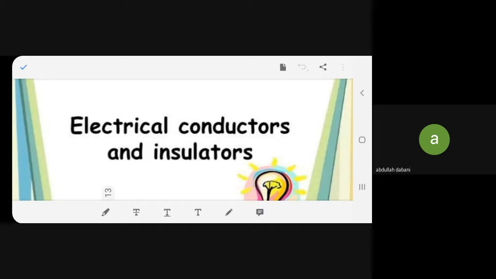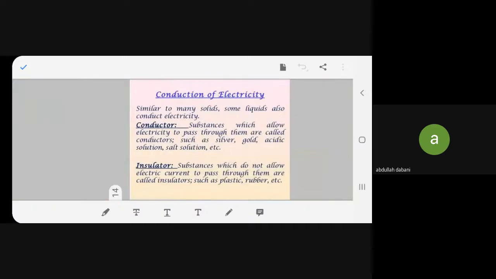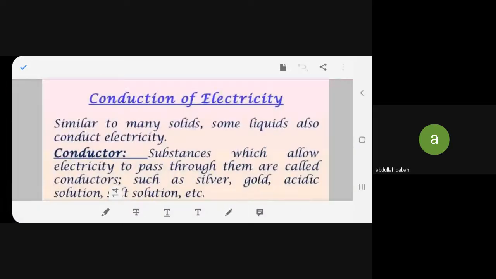Yes or no? So, it allows the electricity to pass. This is another way of presentation. The object through which the electricity can pass is called a conductor. For an insulator, the object which does not allow the electricity to pass through is called an insulator. Okay, let's read.